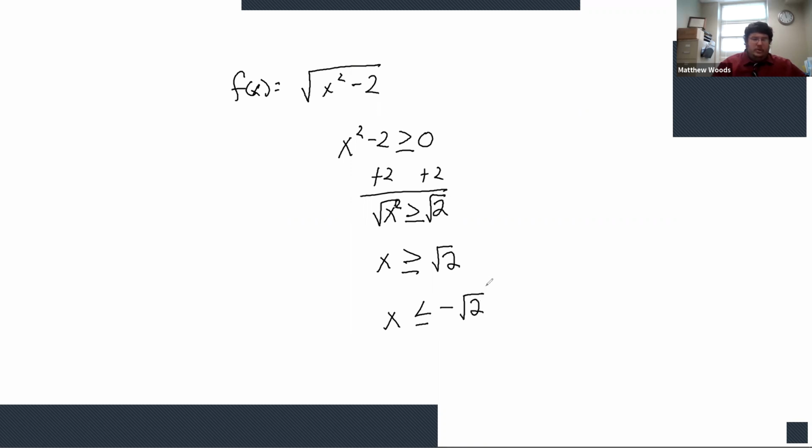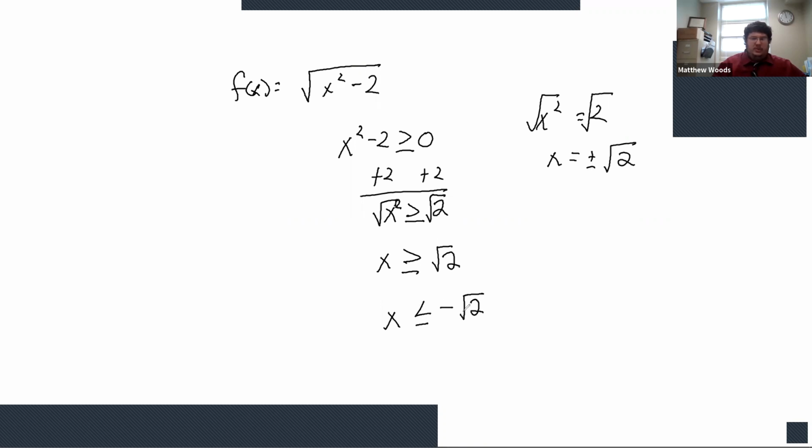So remember, usually if we had it like this, we would say x equals positive negative square root 2. This way we have to split it up because of the inequality sign. So anything greater than the square root of 2 on the positive side will work. Anything lower than the negative square root of 2 on the negative side will work.